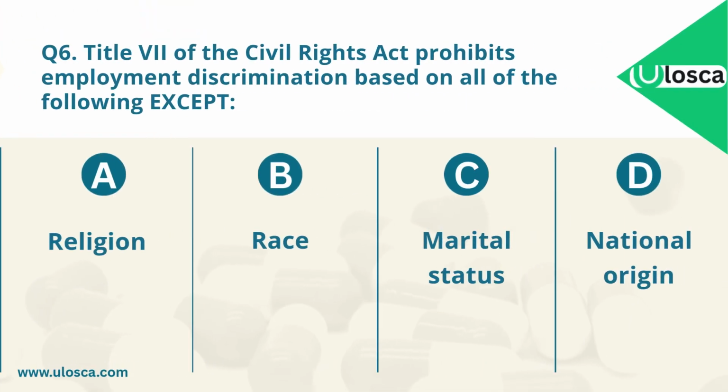Question 6. Title VII of the Civil Rights Act prohibits employment discrimination based on all of the following except A. Religion. B. Race. C. Marital status. D. National origin. Which one is the correct answer?